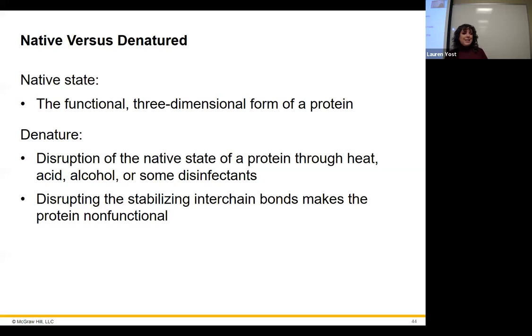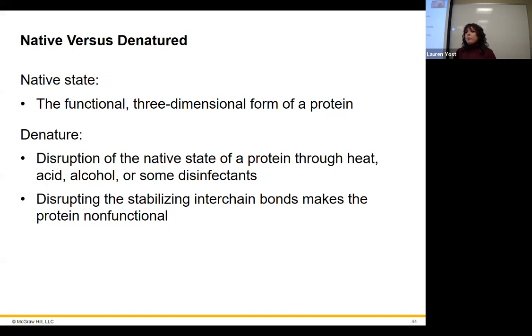Native state versus denatured. A native state of a protein is that functional three-dimensional form of a protein. It's a working, normal state. That's what it's supposed to be in. Denatured proteins, we've disrupted that native state. So we can heat it, that'll break up all the bonds. You kind of know that heat breaks up bonds. That's probably no surprise to you guys, having had chemistry. We can heat something up and it breaks up a whole bunch of bonds.